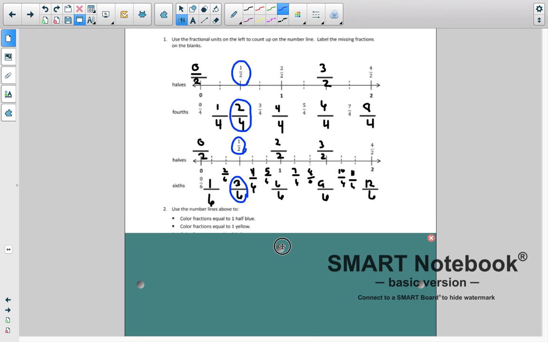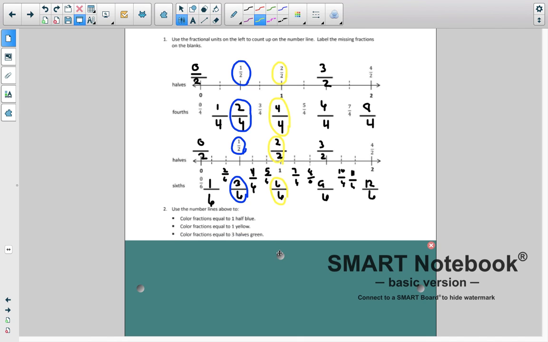All right, next it says color fractions equal to 1 in yellow. All right, so we're going to look at 1 at the first one, and we see that 2/2 is equal to 1, and 4/4 are equal to 1 because they're right above each other and right at that 1 tick mark. And we're going to look at the one for halves and sixths. So here's 1. We see that 2/2 is equal to 1 and 6/6 are equal to 1. And if you notice, it's the same number on the top and the bottom, and that equals 1.